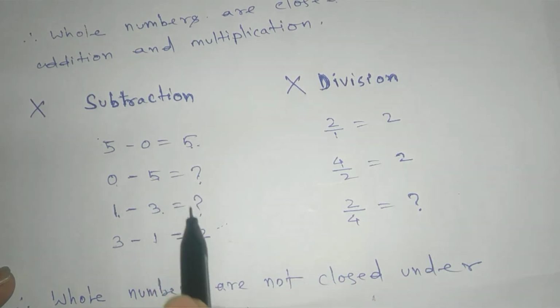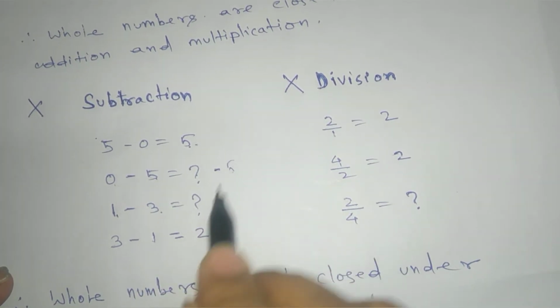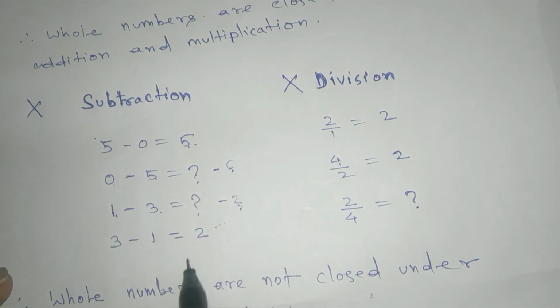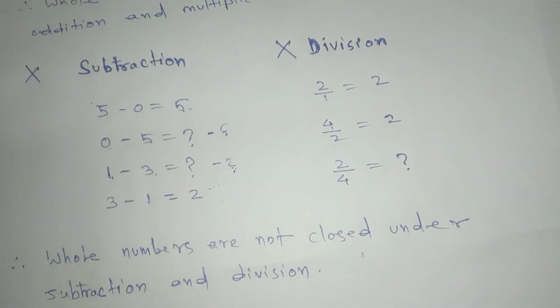So whatever result we get here, minus 5, and here we get minus 2. And look at here, minus 5 and minus 2 are not whole numbers. So we can say that whole numbers are not closed under subtraction.